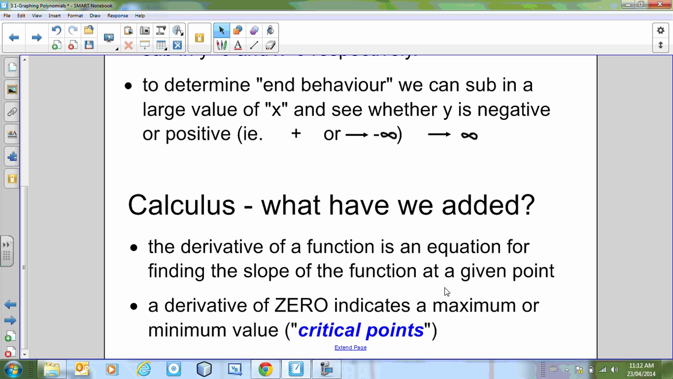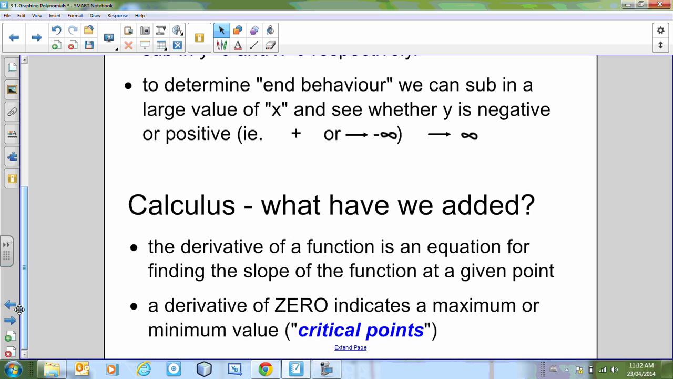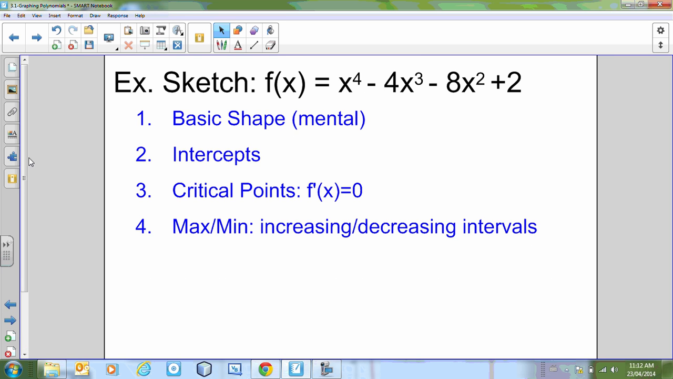And that, of course, will have to do with the fact that a derivative of 0 indicates maximum or minimum. Once we know where the maximum and minimums are, if we know whether our slope is increasing or decreasing on either side of that, we can determine whether we have maximums or minimums. So I'm just going to go through one example here.